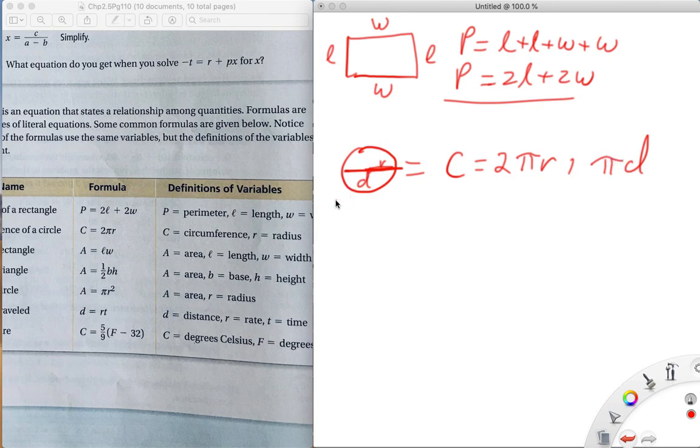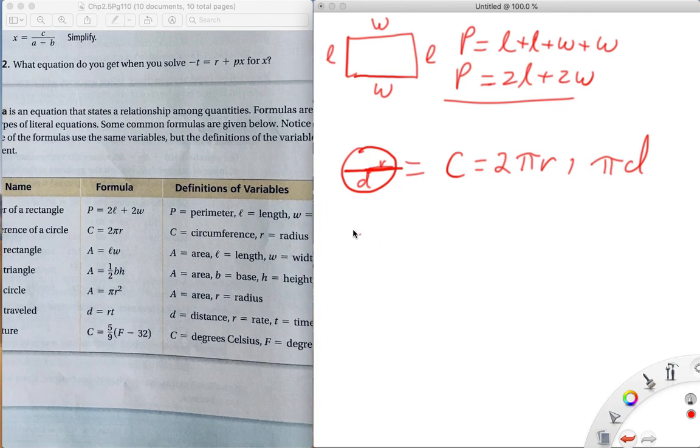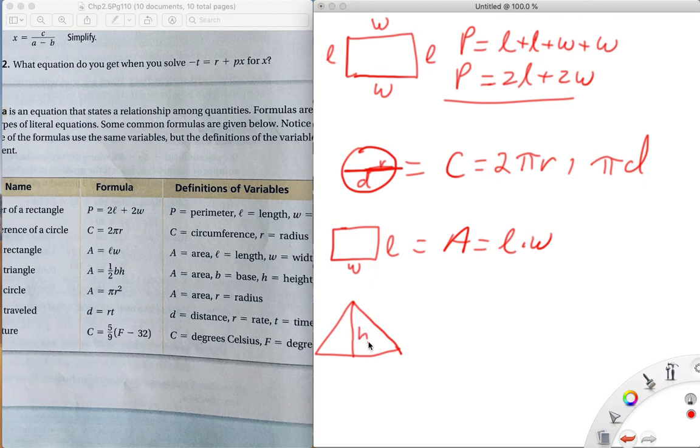Then we have the area of a rectangle. Again, we have a rectangle with a width and length. Area is the product of the width and the length, so length times width. That's the area of a rectangle. Area of a triangle. We have the height of a triangle, which is perpendicular to the base. Perpendicular means it forms a 90-degree angle. And the area of a triangle is 1/2 the base times the height.